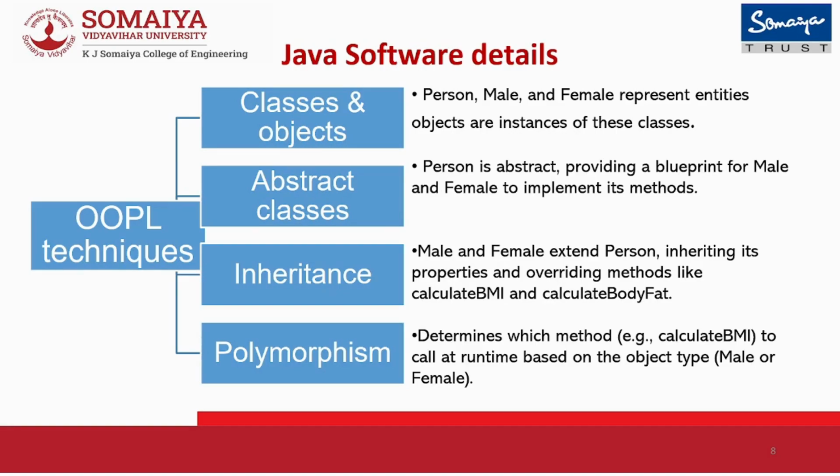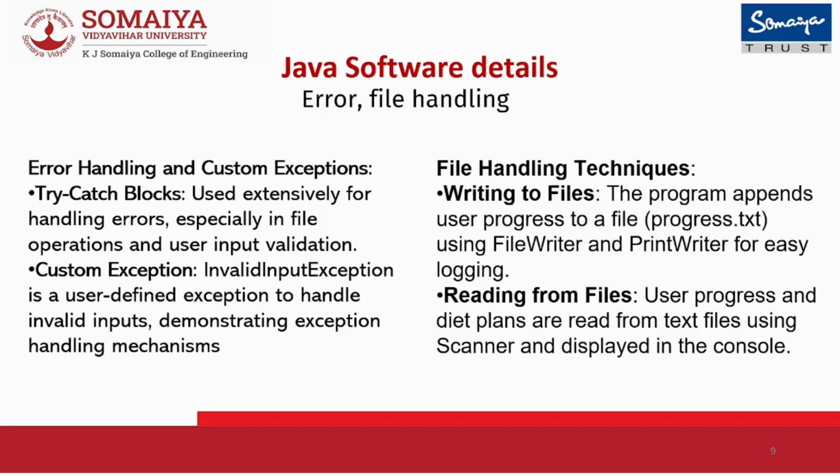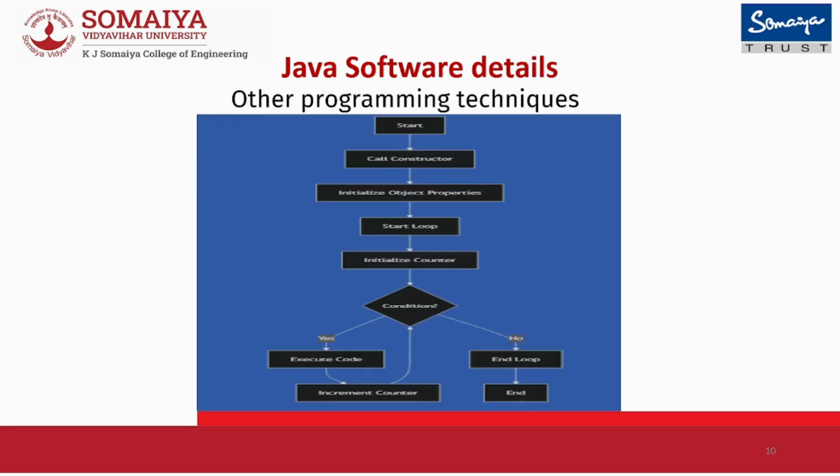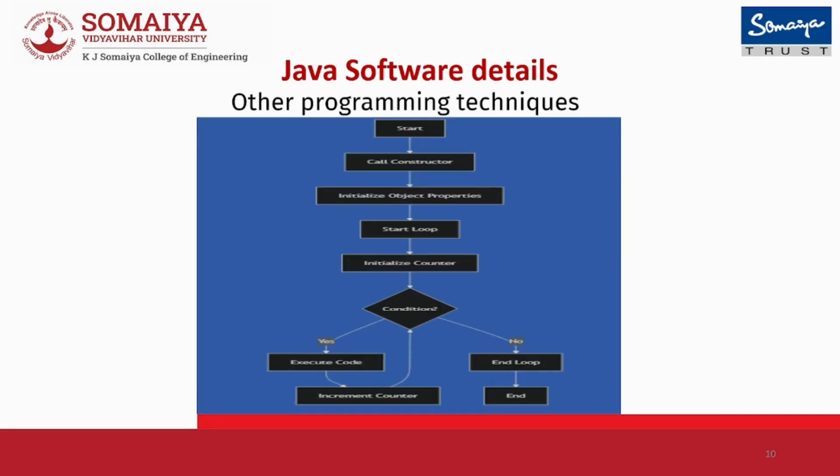OOP techniques include classes, objects, as well as abstract classes to initialize and make blueprints of objects and keep data distinct, and inheritance and polymorphism in order to inherit properties and display different functions in different scenarios. Error handling is done using try, catch, and custom exceptions, and reading and writing of files is done to maintain progress. Calling constructors and initializing objects along with loops is also part of our project's execution.